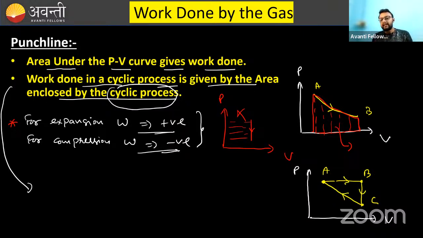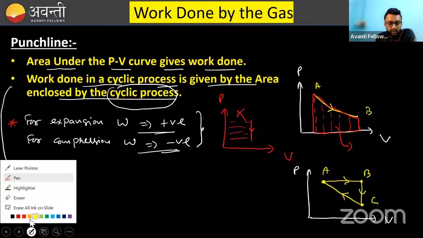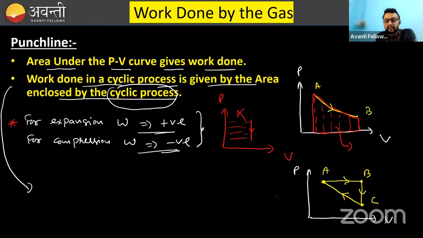So you can say that the process starts at A and ends at A. That means it has covered a complete cycle. Such a process, which has the same initial and final state, is known as a cyclic process. What is a cyclic process? The process in which the initial and final states are the same. For such situations, what will be the work done? The work done will be the area enclosed by the process.